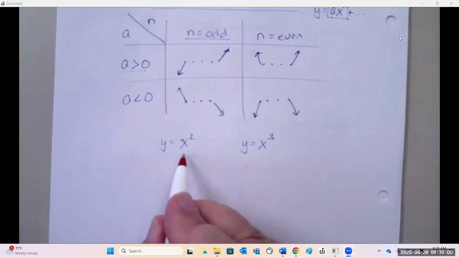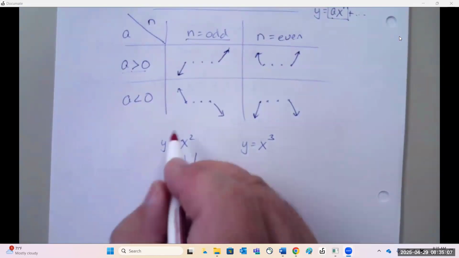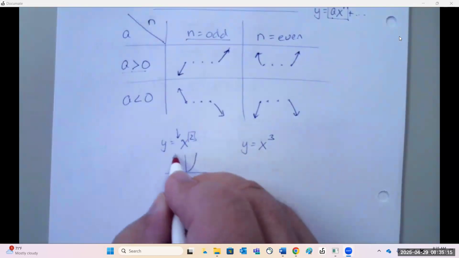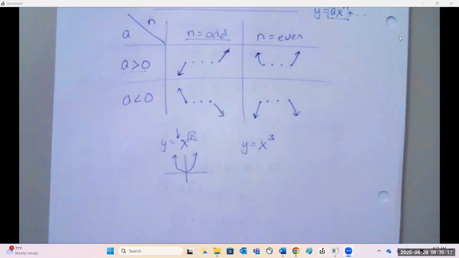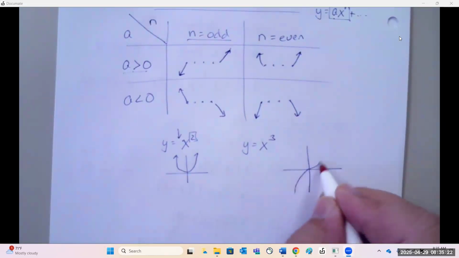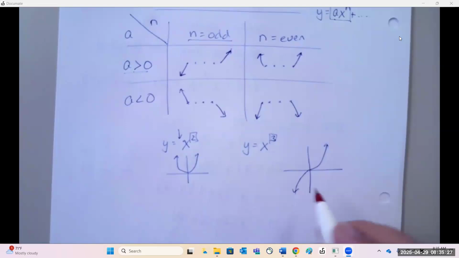What does this graph look like? It's a parabola. The leading coefficient is what? 1. It's positive, so it opens up. It's even, so they both point up. In this one, it's odd, so they go different directions. And since a is positive, it's an increasing function. We've seen that, we just now have to put together what we know.